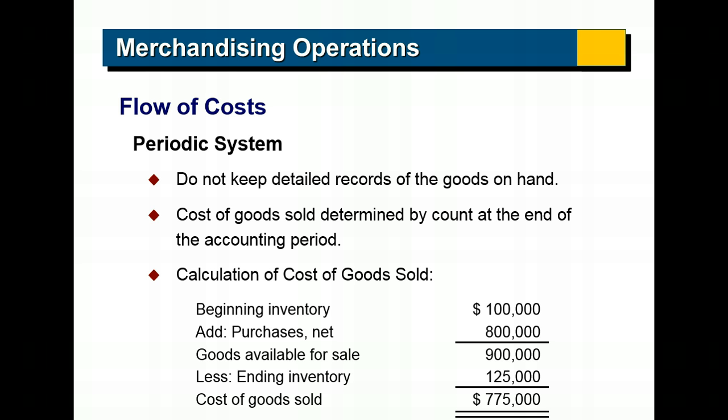The periodic system, they don't keep detailed records all the time. They keep a track of all the purchases throughout the year, beginning inventory, but it's not until the end of the year that they really calculate their cost of goods sold. So they keep track of it all, and just like I did here, they keep track of their beginning inventory plus all their purchases. They count their ending inventory. That's the only way they know what was sold. Pretty poor system.